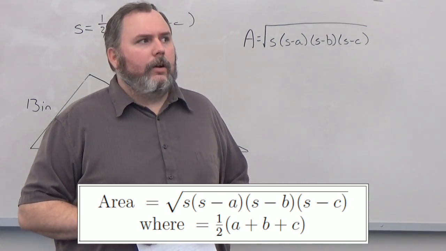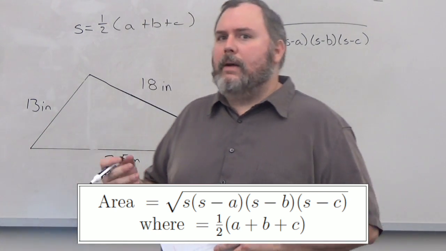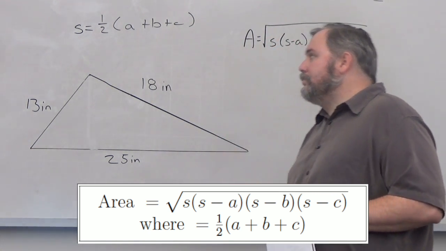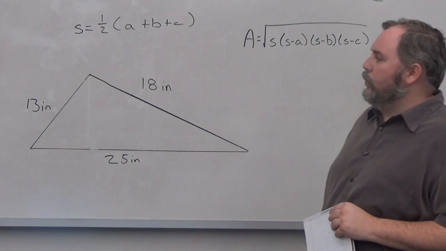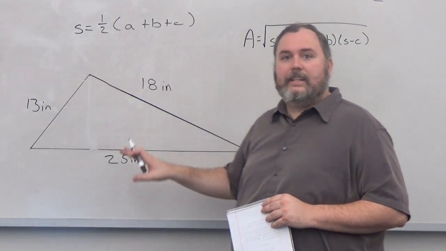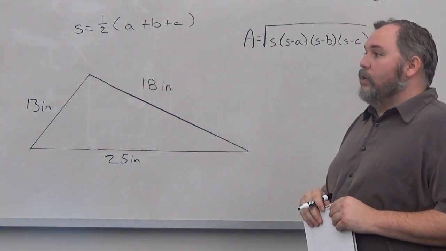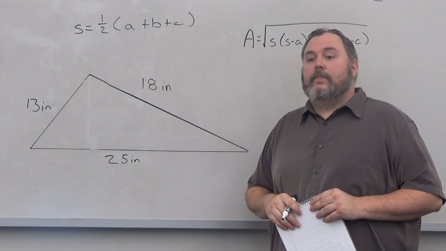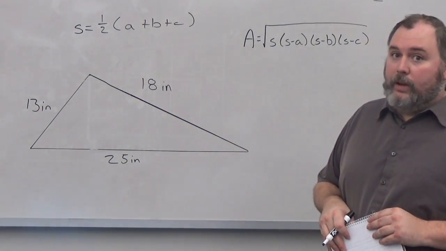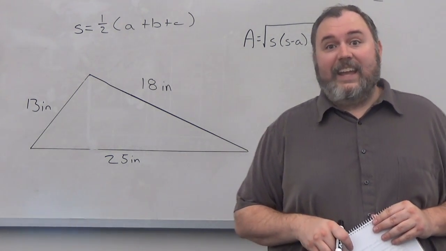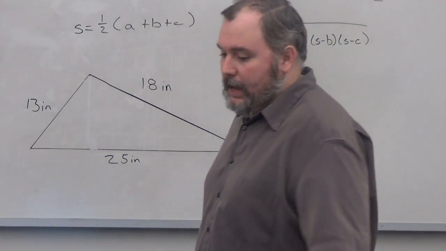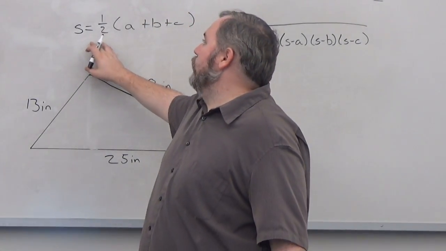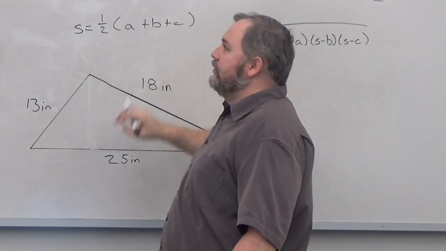So let's talk about it. I'm going to let that fade away and come back to the classroom a little bit more. We have a shape. Here's our triangle. We know our sides would be 13, 18, and 25. And so our job is to find the area. Well, the first thing that we have to do is figure out what S is. In order for us to do that, we have this equation. S is equal to 1/2 A plus B plus C.